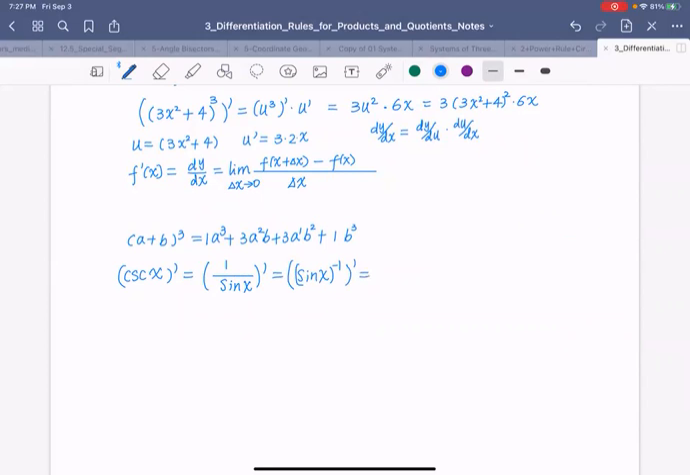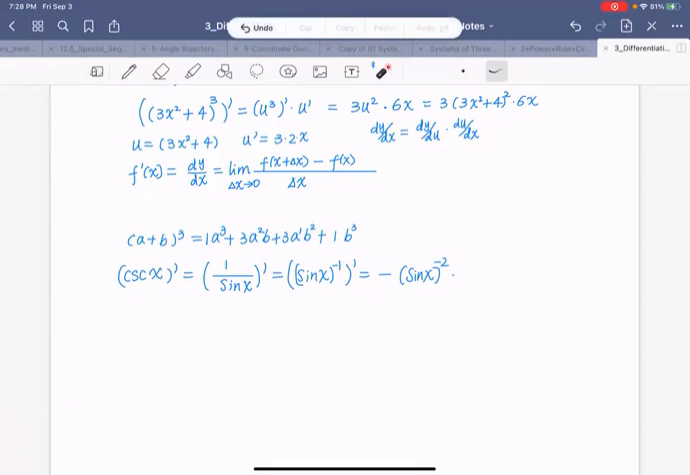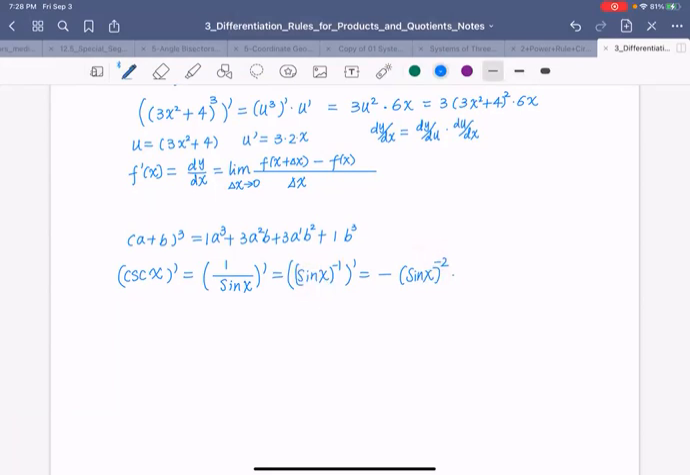Equals negative sine x to the -2 times cosine x. Power rule. First is power rule, -1. This guy to the power of -1 minus 1 times that guy's derivative, cosine x, right? Yeah. Very good.